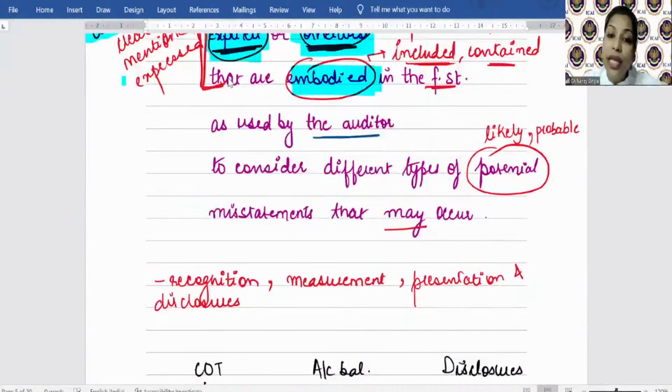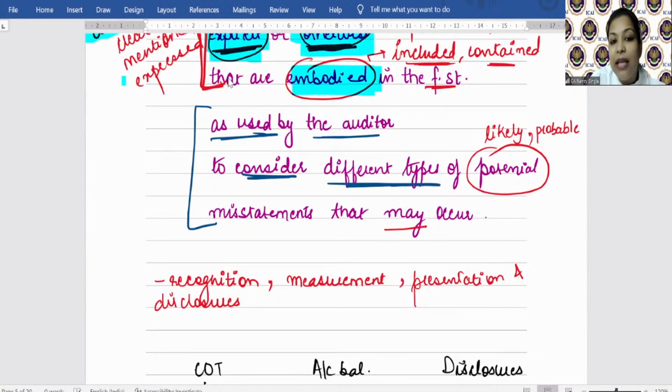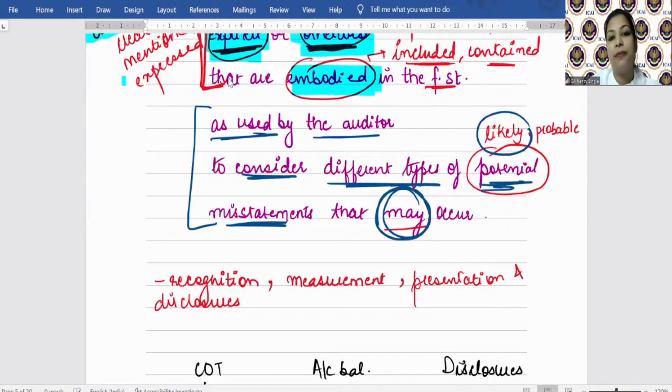अब ऑडिटर भी तो इन्हीं assertions को यूज करेगा ना, when he is performing the audit procedure to detect the material misstatement. So as used by the auditor to consider different types of potential misstatement. What is potential? Likely, probable. अभी तो चेकिंग कर रहे हैं ना, चांसेस है कि मिसस्टेटमेंट हो. मिसस्टेटमेंट कंफर्म तो नहीं हुई है ना, that may occur, है ना, as used by the auditor.